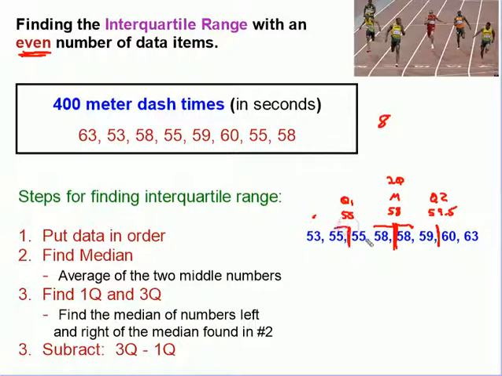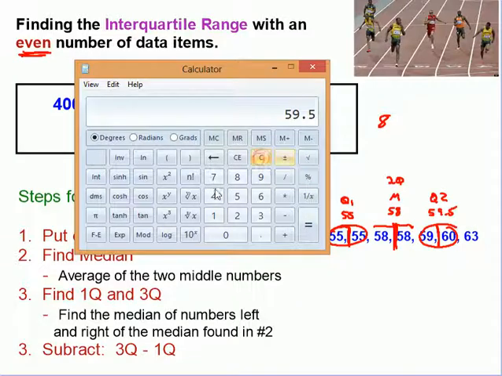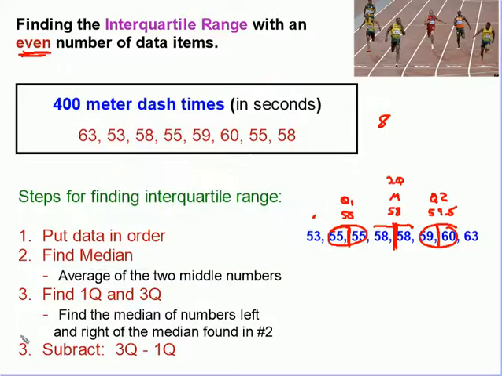Now, by the way, remember I just added these guys and divided them by 2. Now I'm going to subtract 1Q from 3Q. And what do I get? Here we go with the calculator. I get 59.5. That's my 3Q right here. And I have Q1, which is 55. So I'll subtract 55. And I get 4.5.